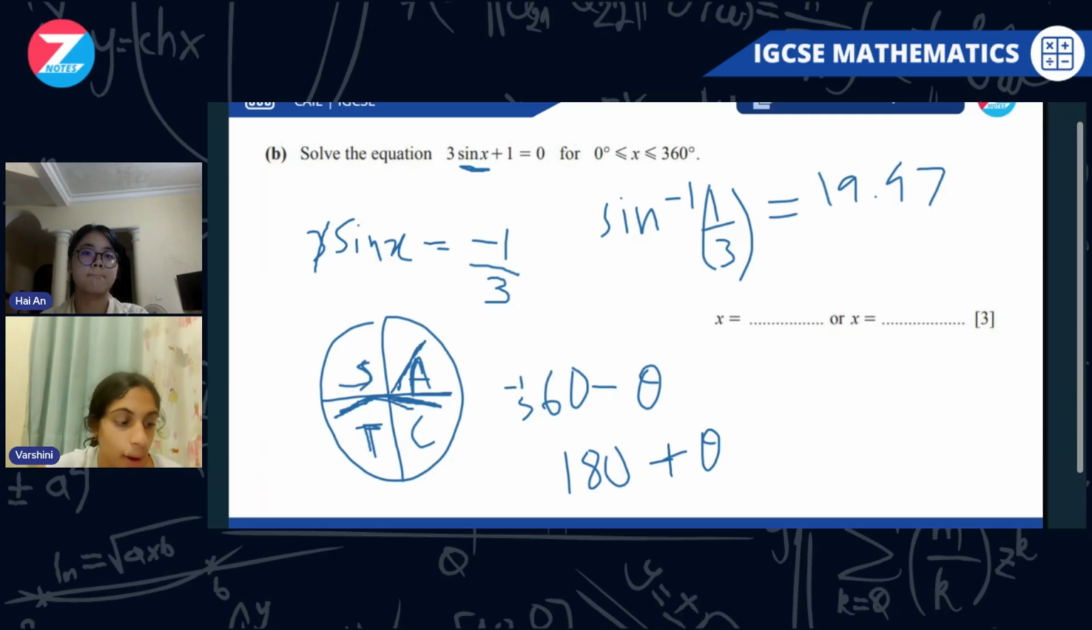And you should get 199.47, which we're going to round off to 199.5. Remember, for this exam, we need to write all the angles in one decimal place, always, not three significant figures, but one decimal place. And for the next one, it's going to be 360 minus 19.47. And if you put that in your calculator, you should get 340.53, which again, we're just going to round off to 340.5.